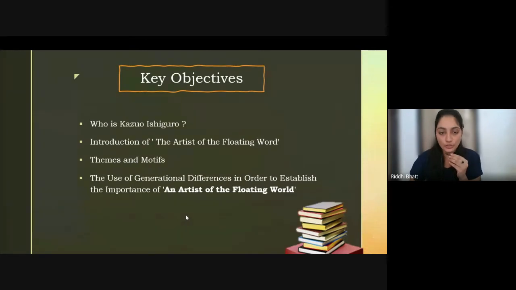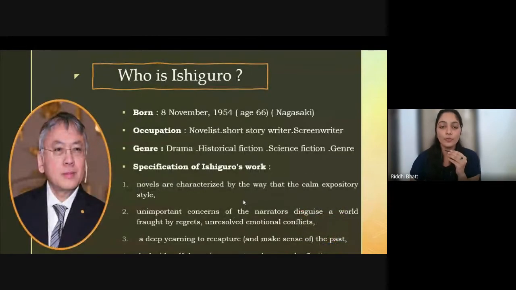So who is Kazuo Ishiguro? Then the introduction of An Artist of the Floating World. After that, themes and motifs. And our main point is the use of generational differences in order to establish the importance of An Artist of the Floating World. So who is Ishiguro? He was born on 8 November 1954. Occupation: novelist, short story writer, screenwriter. Then the specification of Ishiguro's narrative style: his novels are characterized by a calm expository style and a deep yearning to recapture and make sense of the past.